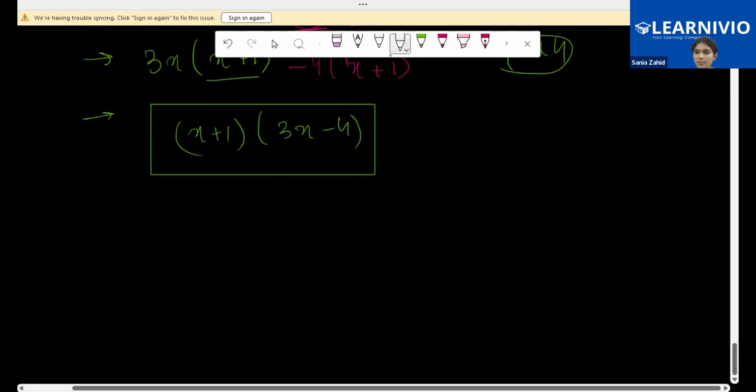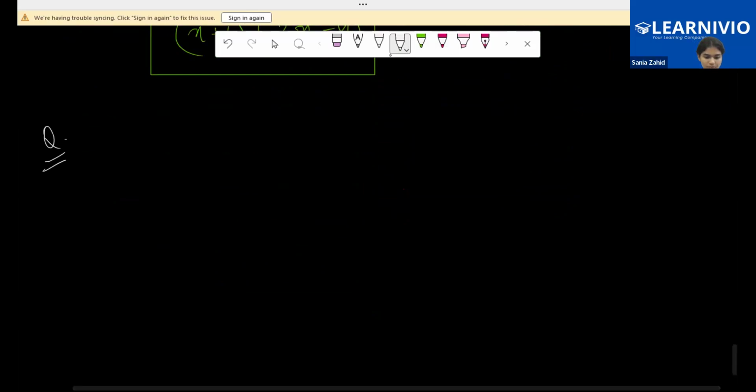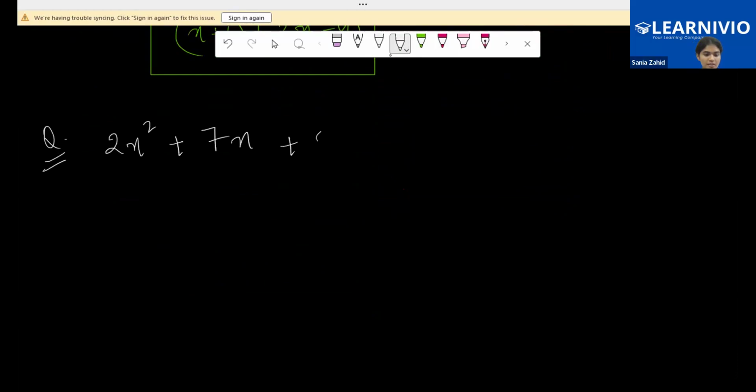Now, children, we'll practice a bit more questions on splitting the middle term, then we'll move ahead. Next, you can move down. 1 second. Abdul, yourself. You have 2x square plus 7x plus 3.